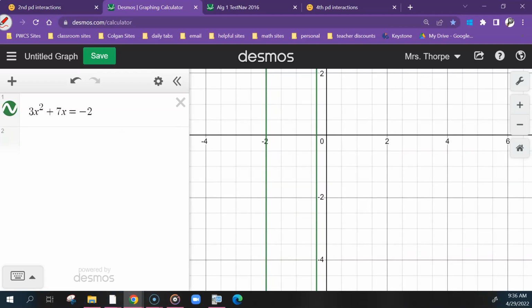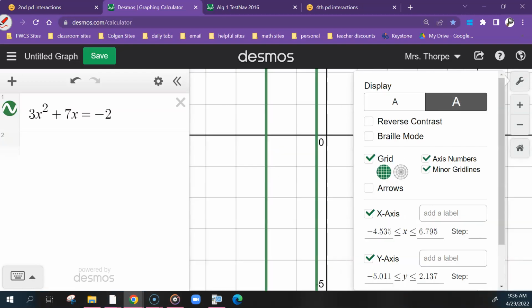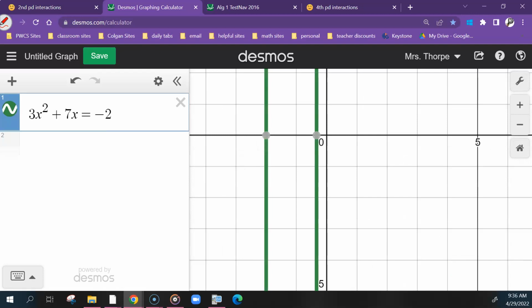I'll graph this for you. Because we're looking for solutions, we're looking for what is across the x-axis, 0. You would need to convert that to a fraction. So -2 and -1/3 would be our answers.